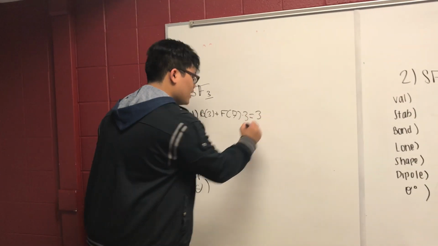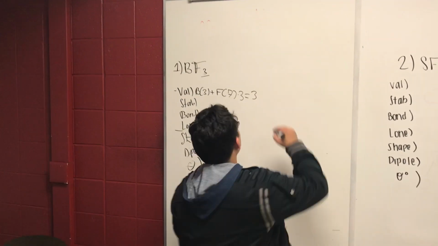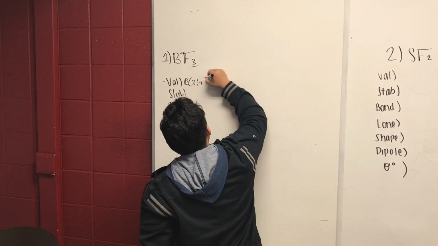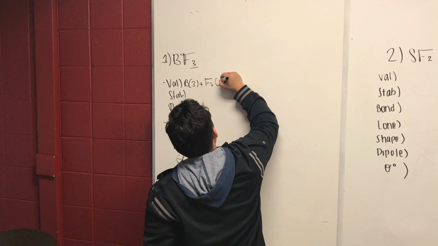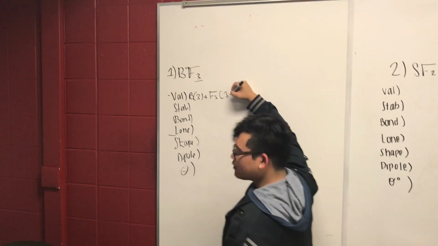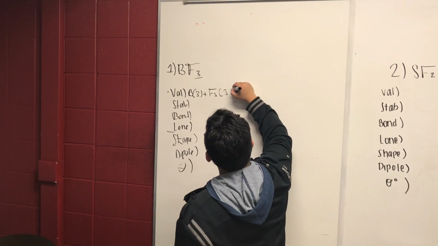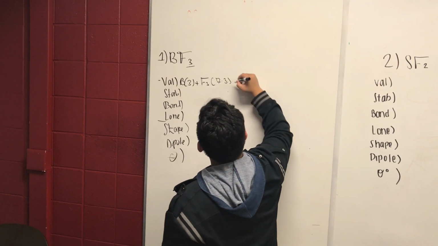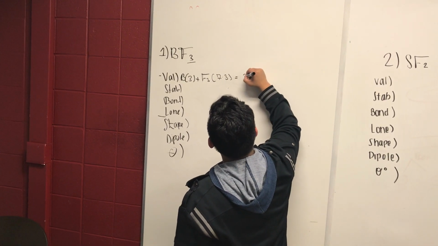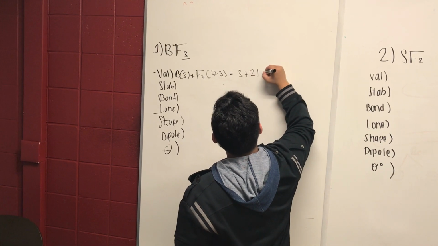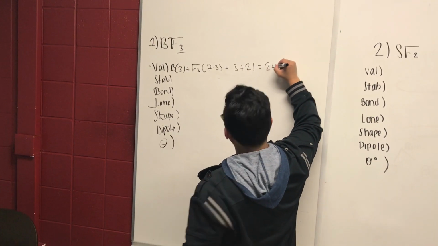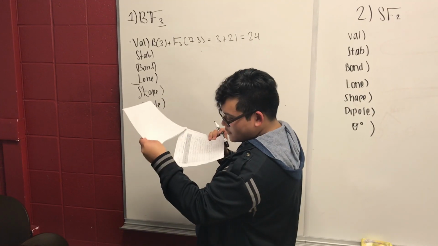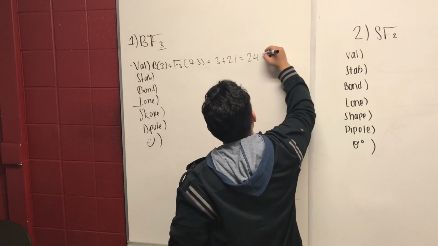So this is going to be 3 times 7. Let me rewrite that. It's going to be 3 plus 7 times 3. And that's going to be 3 plus 21, which is? 24. 24 valence electron.